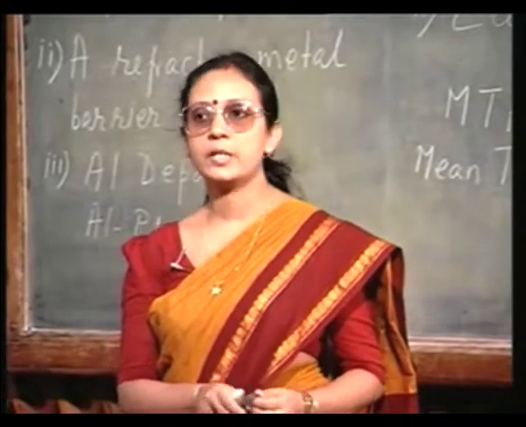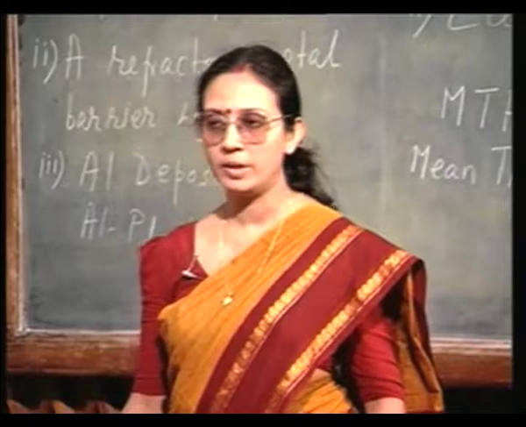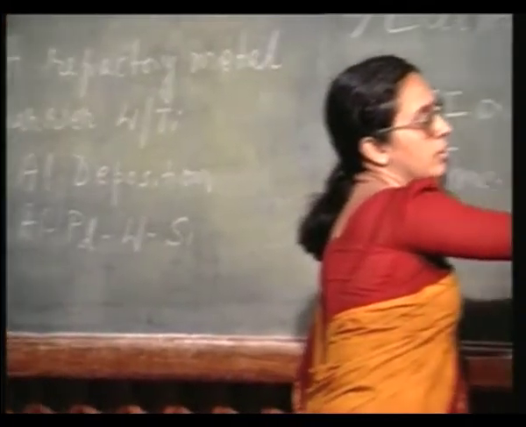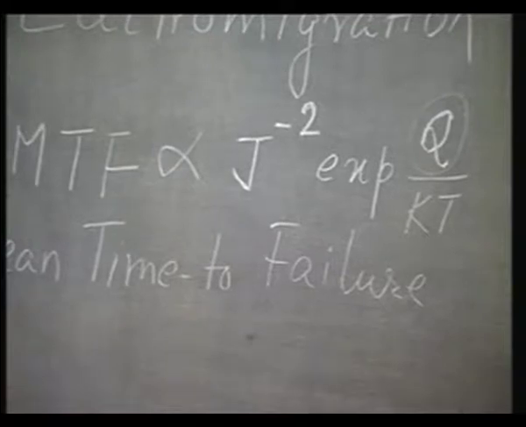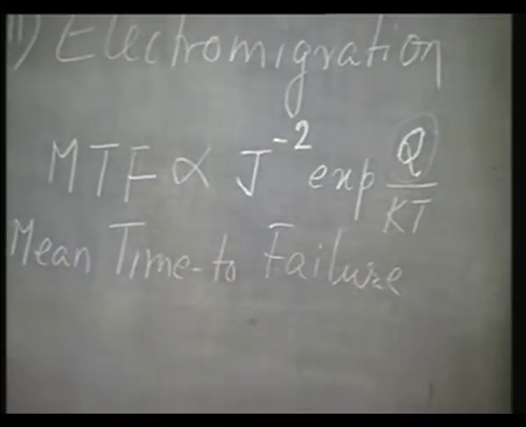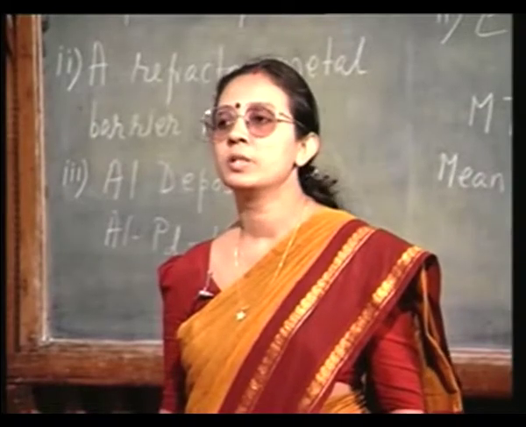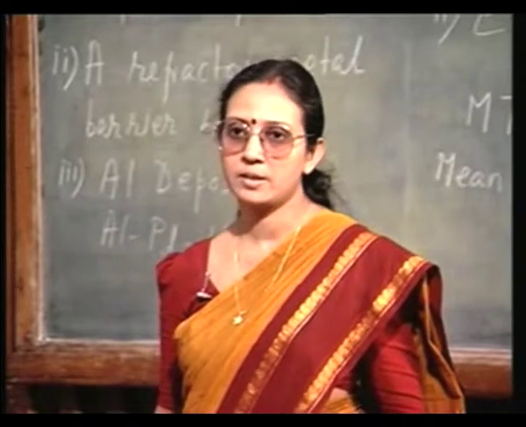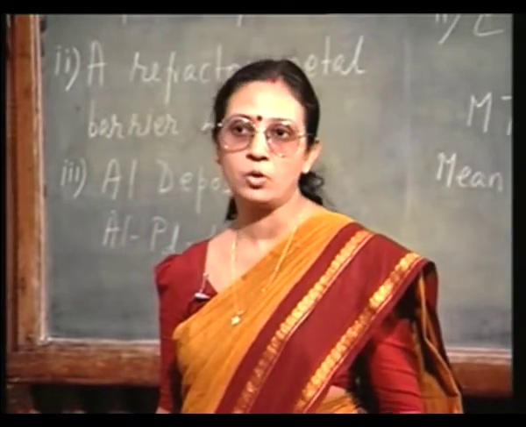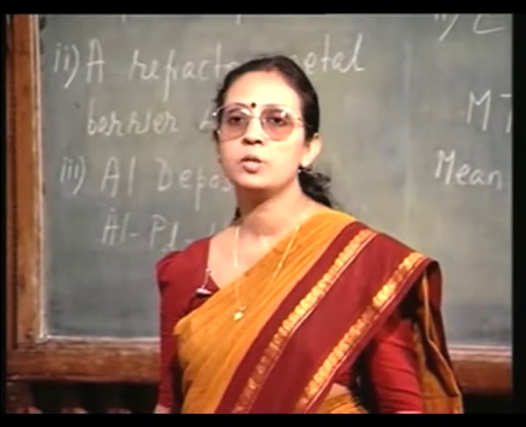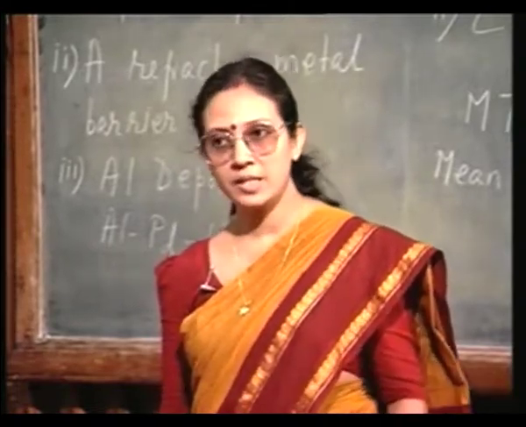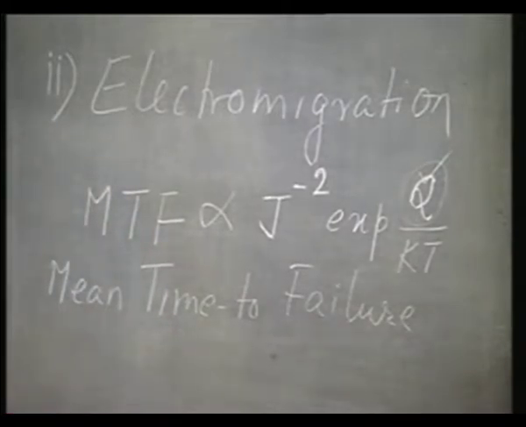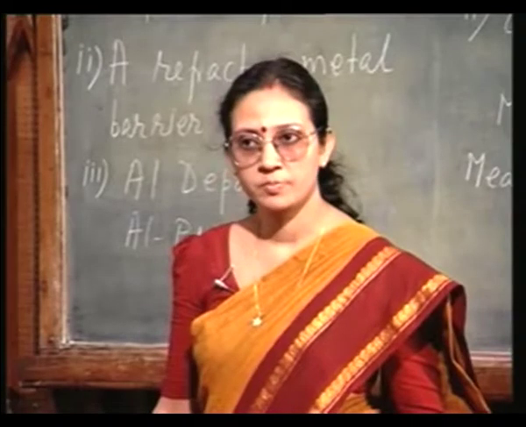A very common way to improve electromigration resistance of aluminium, as I told you that electromigration is particularly severe in aluminium, it has a very small Q. Okay? It has a very small Q, and that is why mean time to failure is quite low. One way to improve this is to use a little bit of copper along with aluminium. In fact, it is quite a common practice nowadays, instead of using aluminium alone, one uses aluminium copper alloy to improve the electromigration resistance. And it is believed that addition of copper actually increases this activation energy, so that the mean time to failure improves. Okay?